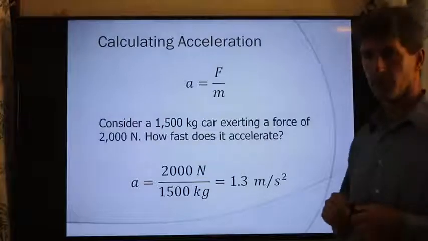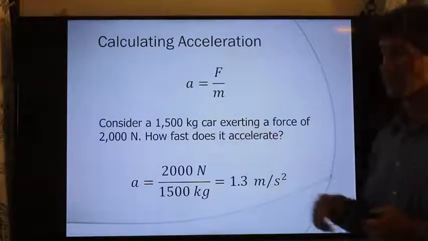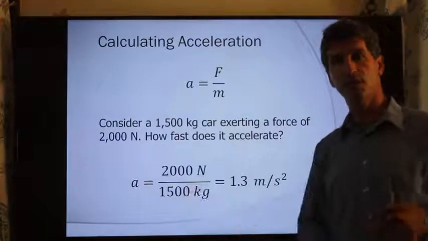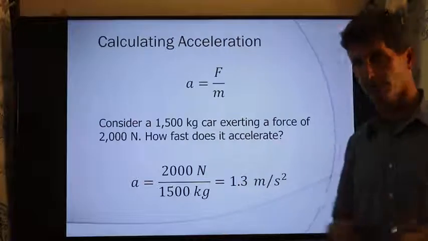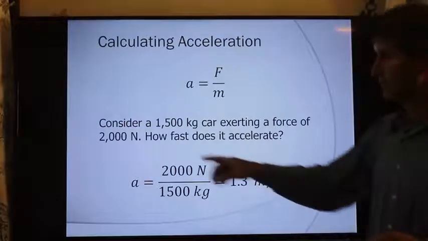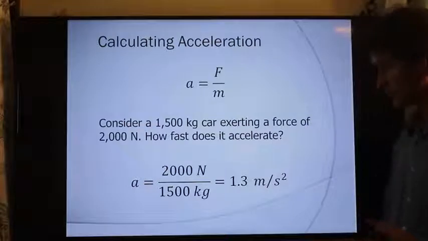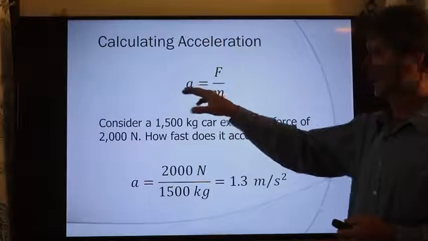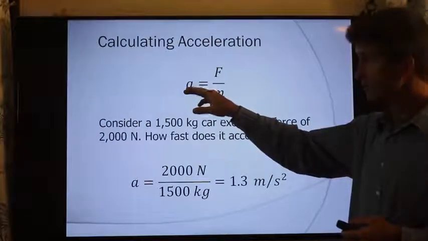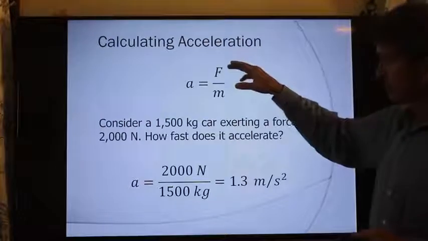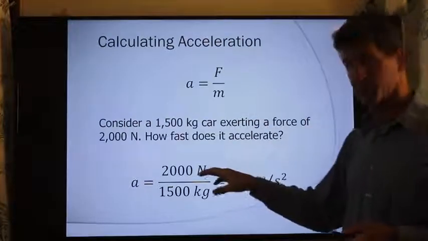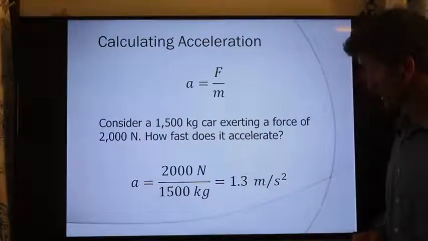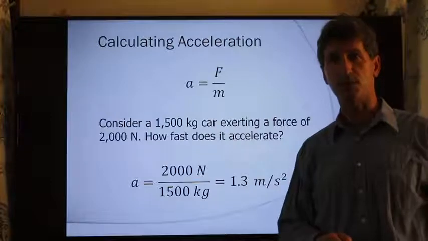Here we do a calculation of acceleration. We have a 1,500 kilogram car, and the engine is producing a force. If we take all the forces of friction acting against it and the force of the car engine pushing it forward, let's say we get 2,000 newtons. What is the acceleration? Again, we're treating this as a scalar, so we're just looking at the scalar value. Net force divided by mass, 2,000 newtons divided by 1,500 kilograms. That car is going to accelerate at 1.3 meters per second squared.